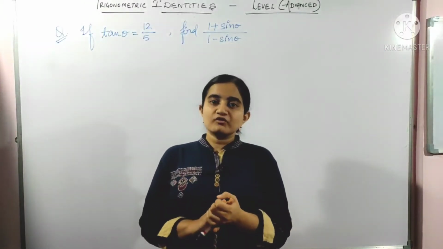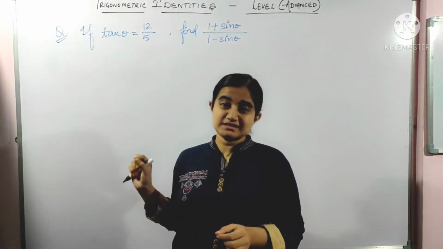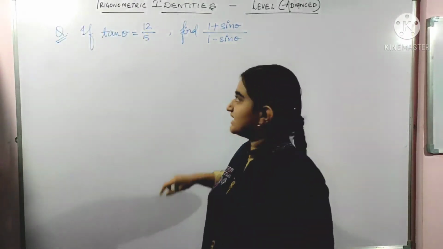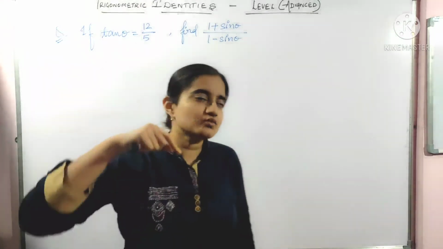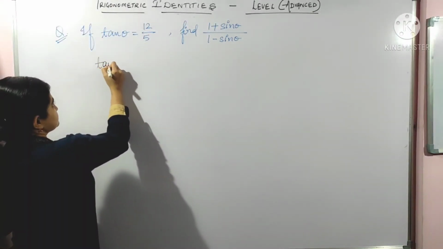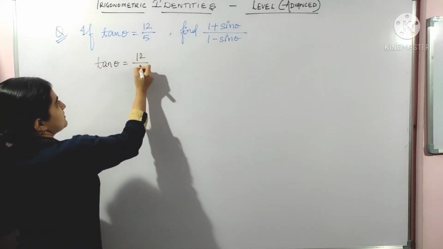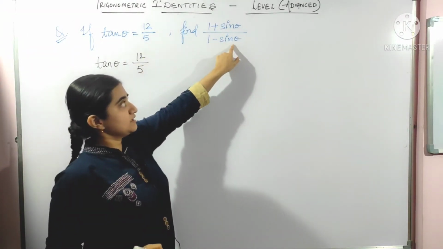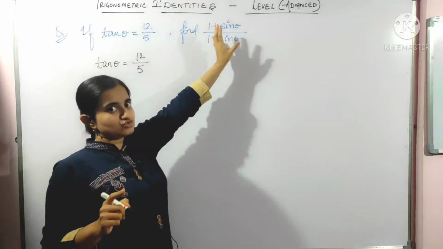So now students, we will be moving on to our easy question. This is an easy question, you can do it very easily. See, if tan theta equals 12 by 5, find 1 plus sine upon 1 minus sine. Tan theta equals 12 by 5, it's given to you, and you have to find sine. In sine you have to find, so our aim is to go towards sine.